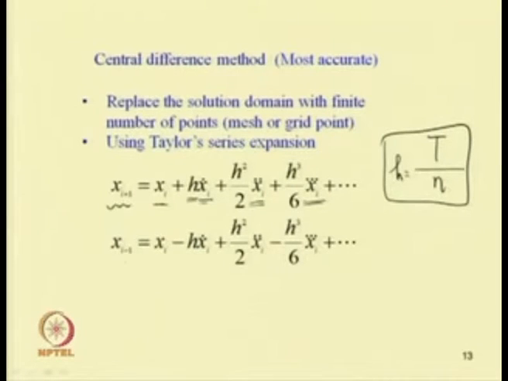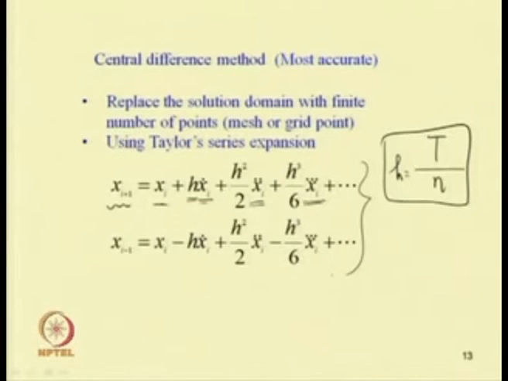Similarly, x i minus 1 can be found from this equation: x i minus h x i dot plus h square by 2 x i double dot minus h cube by 6 x i triple dot. So, by knowing the initial conditions and using these expressions, one can use the central difference method to find the solution of the system. One can iterate these equations till one obtains a converged solution.